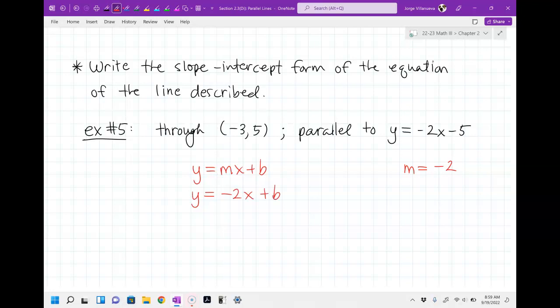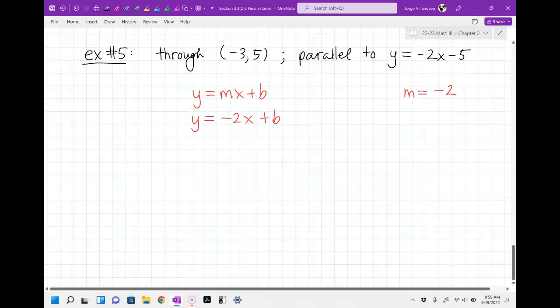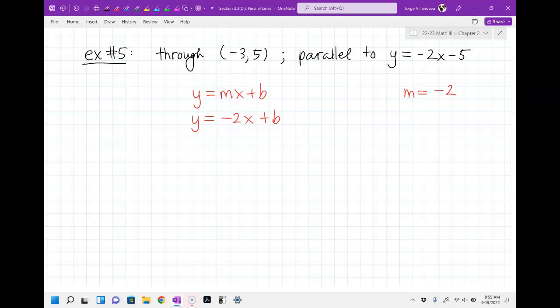In order to finish this problem, what is the missing piece that I've got to solve for? b. And do you remember how we did that in previous homeworks? We just took the point that they gave us and plugged it into the problem, right? And that solved for b. The point that I have is negative 3, 5. So I'm going to put x, y. Let's just use x, y so we don't confuse people. I'm going to plug that into my problem, solve for b, and then I basically write my equation, and I'm done. Okay? So let's plug it in.